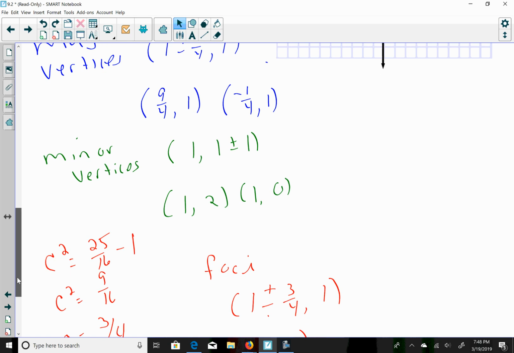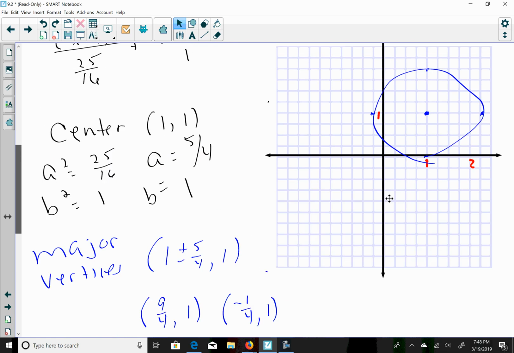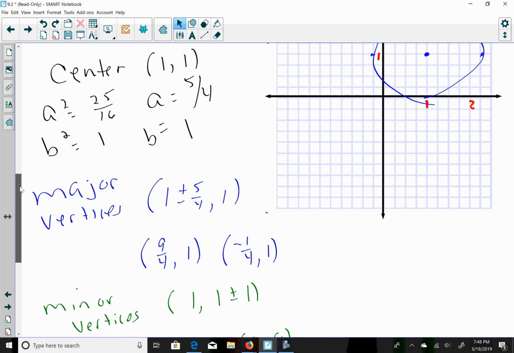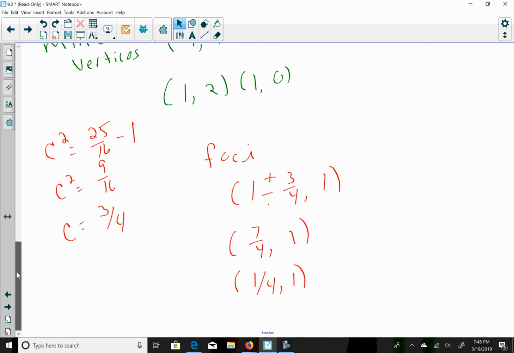To find my foci, I took c squared is equal to a squared minus b squared. Got 9/16, and again you can do that on your calculator. Took the square root and ended up with 3/4. The foci have to be on that major axis, which means it's going to change the x coordinate of my center. So I added and subtracted that 3/4 from my x coordinate of 1, and I ended up with 7/4 and 1/4. So hopefully you got the same thing.